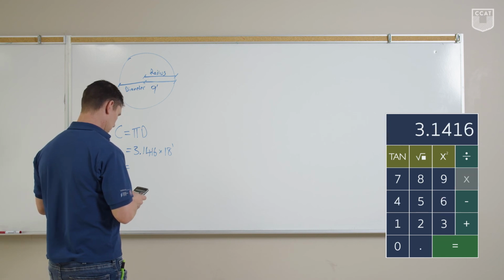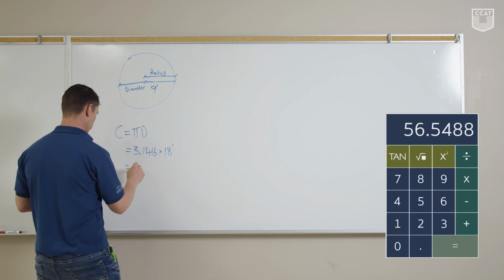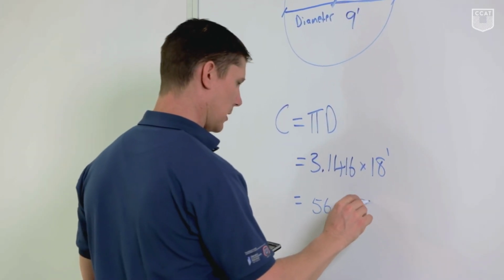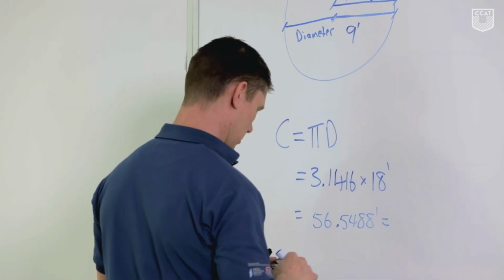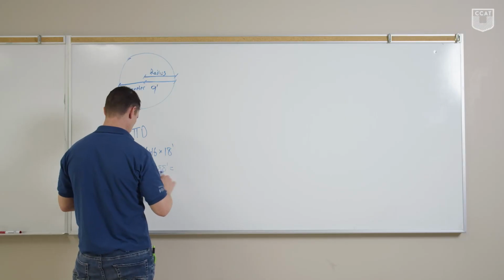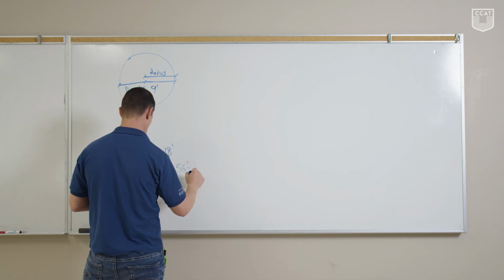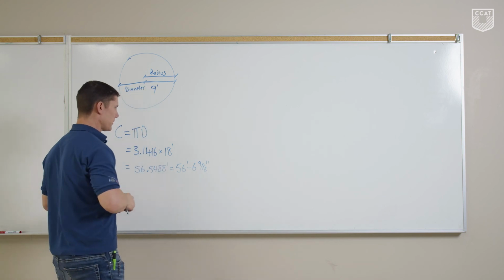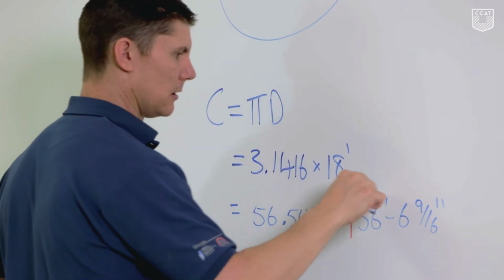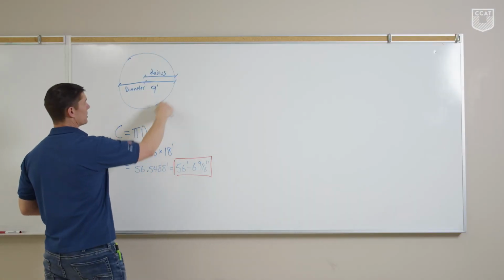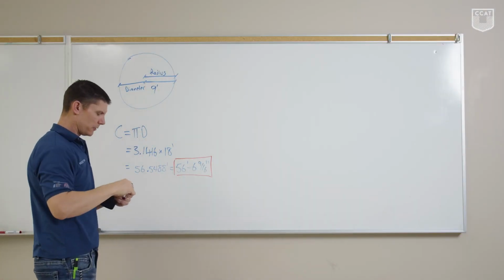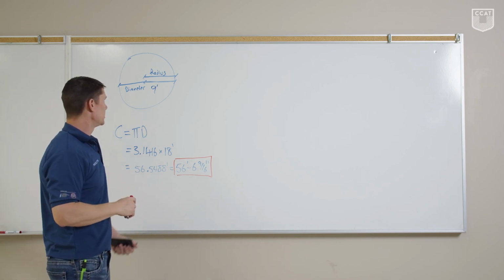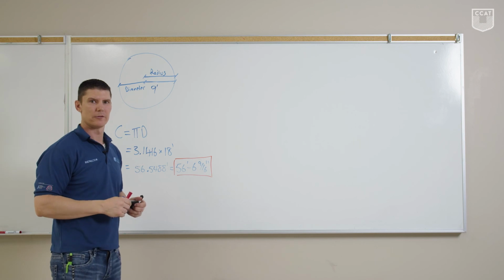So 3.1416 times 18 equals 56.5488 feet, which would be 56 foot 6 and 9/16 of an inch. So that would be the distance around the circumference, so all the way around the circle. We would use that number to figure out how far it is around the outside of a shape, or we could take that to the next step and figure out the volume.